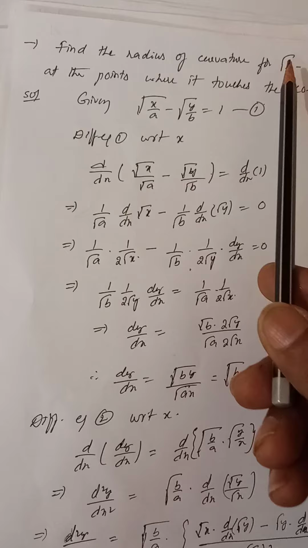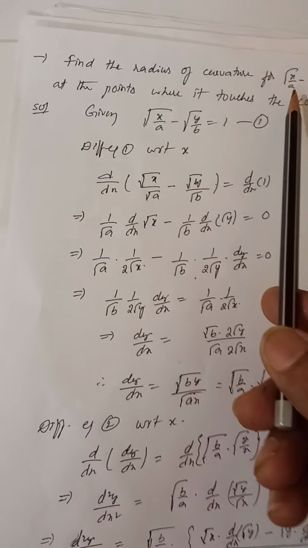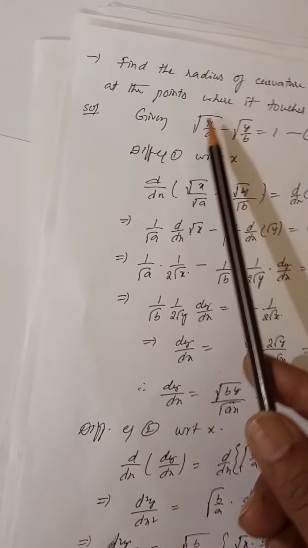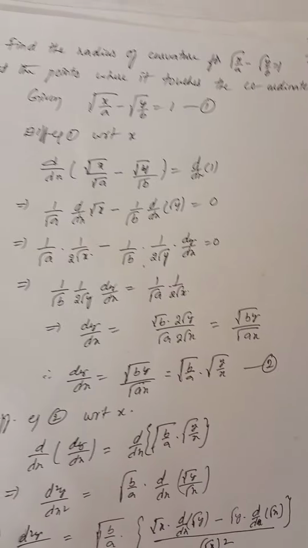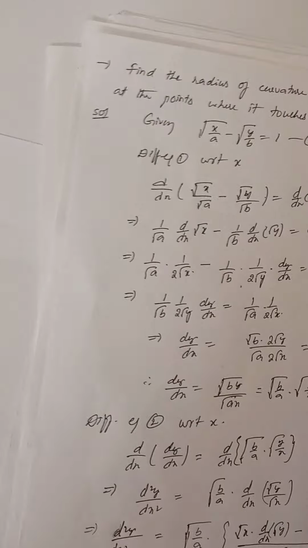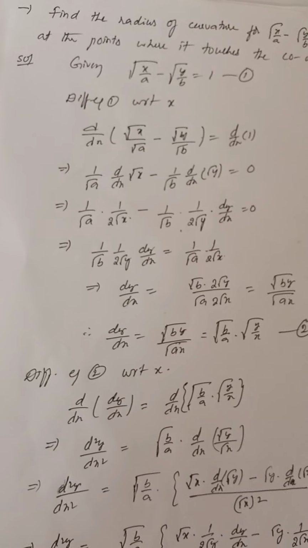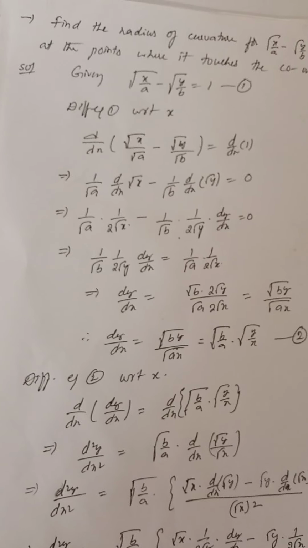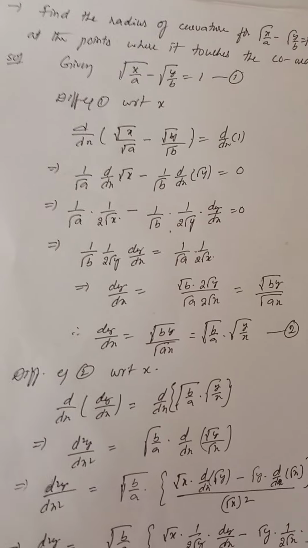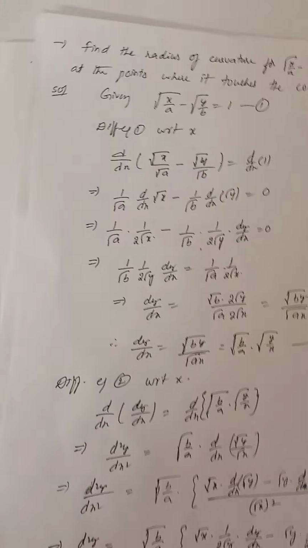Next problem. Again, find the radius of curvature for root of x by a minus root of y by b is equal to 1, the given equation, at the points where it touches the coordinate axis. Coordinate axis means x and y, no? Right. Now that means the radius of curvature formula is rho is equal to (1 plus (dy by dx) whole square) whole to the power of 3 by 2 by d square y by dx square only.